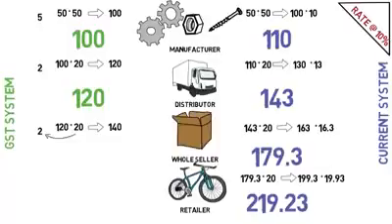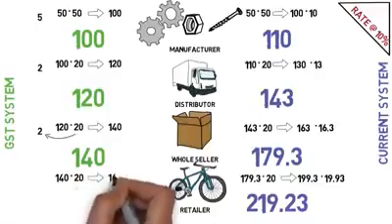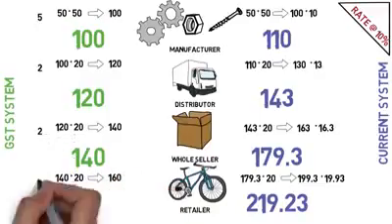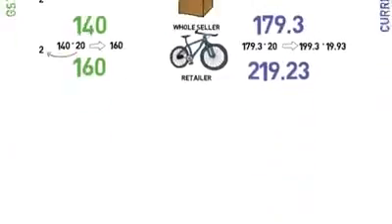The retailer buys the product for 140 rupees, adds a profit of 20 rupees, pays the tax of 2 rupees on his profit of 20 rupees and raises the final consumer price to 160 rupees. So, if the prices are compared, the product is 59.23 rupees cheaper in the GST system than the current system. Let's take GST in detail.